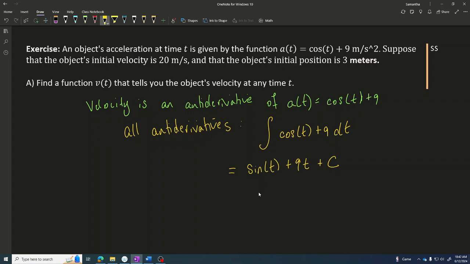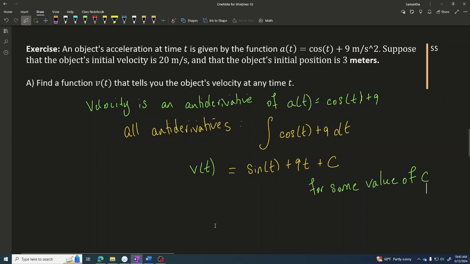Now, since this is the description of all antiderivatives of the acceleration, and velocity is one of these antiderivatives, then the velocity must be equal to one of these functions for some specific value of c. We just need to figure out what specific constant c corresponds to the velocity function in this situation.